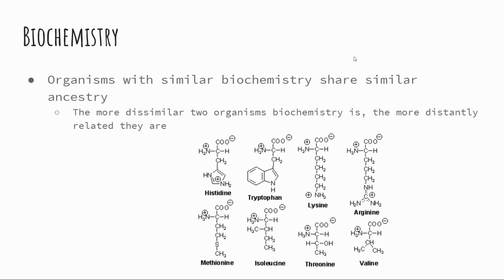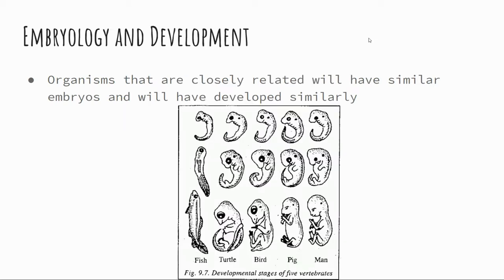Biochemistry, so organisms with similar biochemistry share a similar ancestry. Development is more specifically embryological development. So organisms that are more closely related will have similar embryos and will have developed similarly, and they will show very similar characteristics at different points of development. We've talked about this already once.